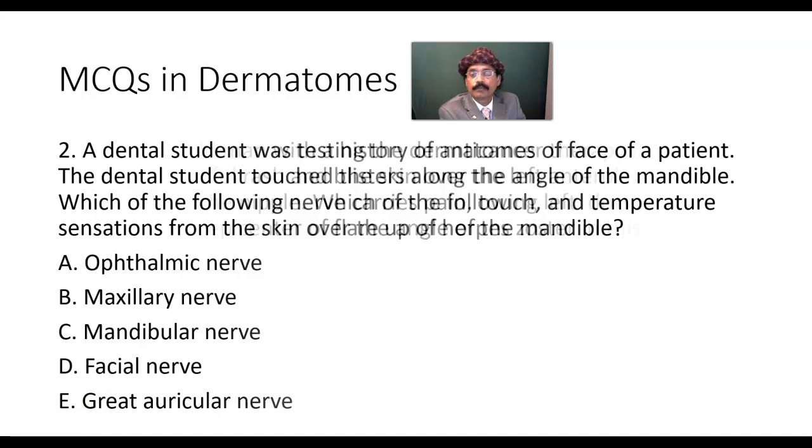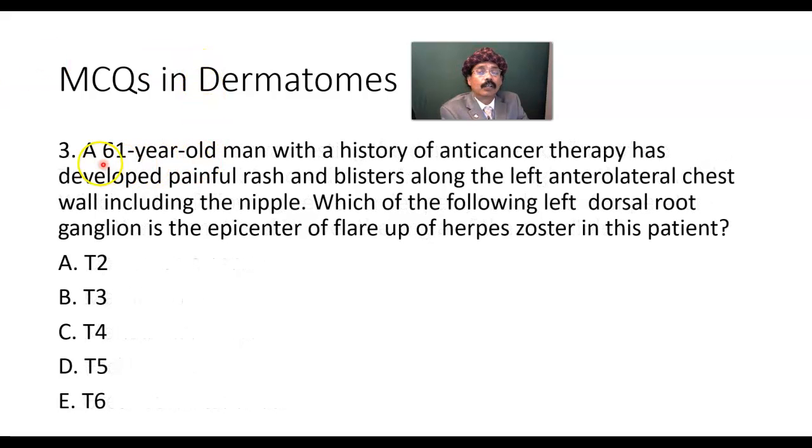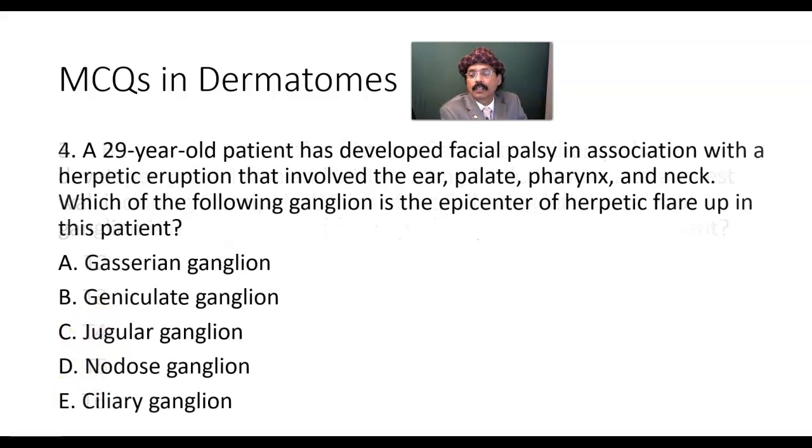We got that. Question number 3. He is taking anti-cancer therapy. He or she is a 61-year-old patient who has developed a painful rash along the anterolateral chest wall, including the nipple. The dermatome of the nipple is T4.